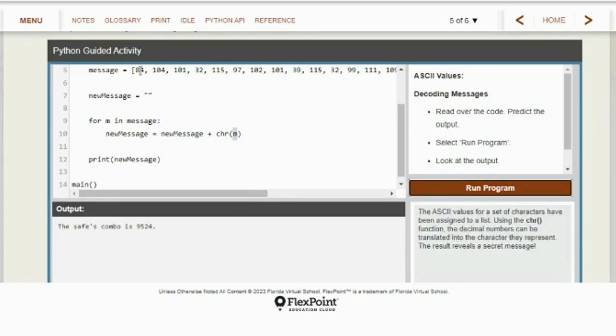So the first one's a T, an H, E, that's a space. And then S, A, F, E, apostrophe S, and a space. And so what it does is it takes that list, puts it all together as the characters, each one, it takes each one as a character and adds it to the new message variable. And at the end, it just prints it out. So the safe's combo. So this is a program to basically put your safe's combination there where nobody can read it because it's in ASCII. So this program decodes that to where you can read it and see what the safe's combo is because it's all in ASCII up there.